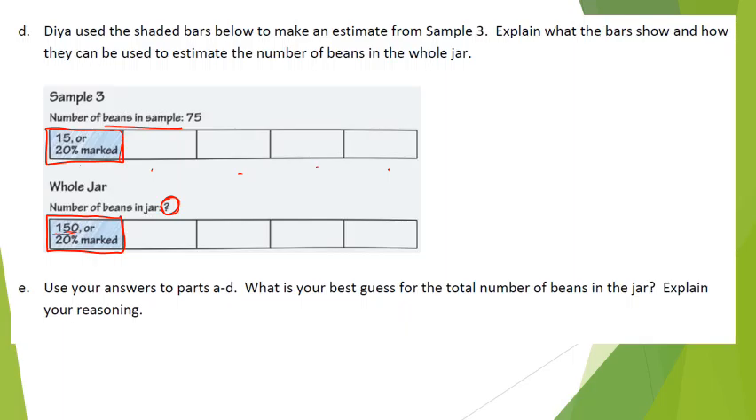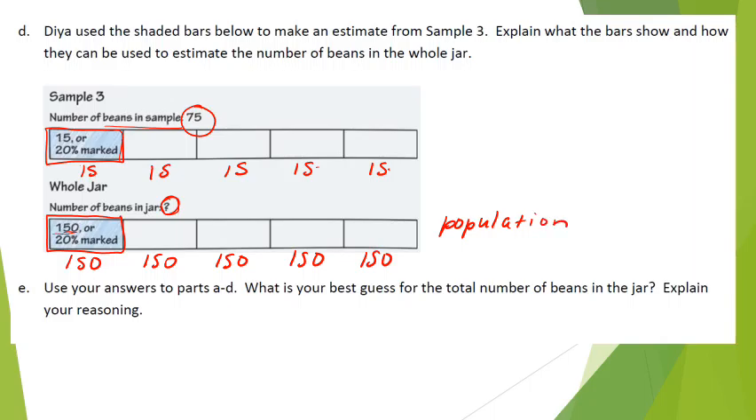Because if I look at this, 75 is made up of 15 plus 15 plus 15 plus 15 plus 15, right? That makes that total of 75. So down here, I'm going to add 150 plus 150 plus 150 plus 150 plus 150. So when I add all those 150s together, I get a population size of 150 times 5, which will give me 750.